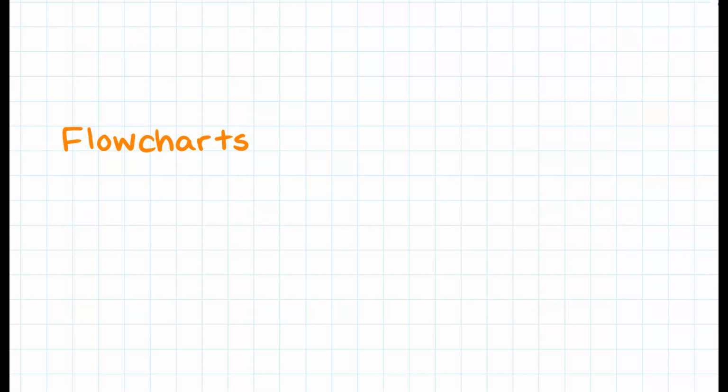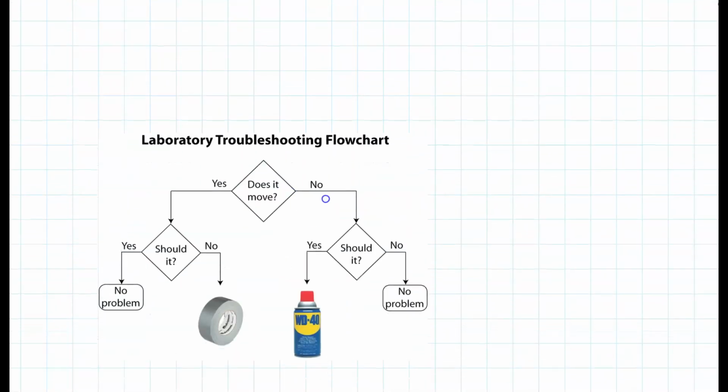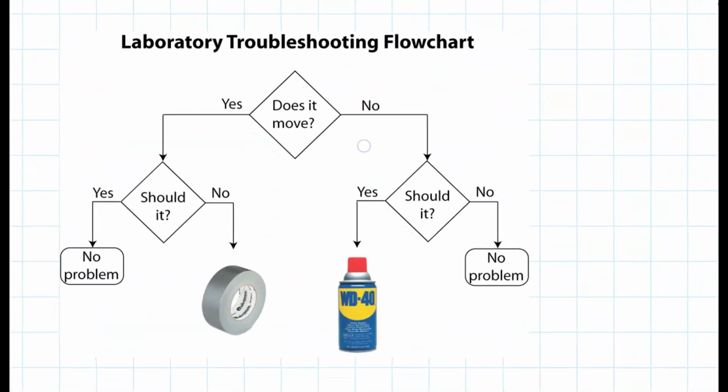In this video, I'm going to talk about flowcharts. Flowcharts are a graphical way of representing a code or an algorithm. Maybe you've seen flowcharts before, so I'm going to show you a couple examples that I found online.